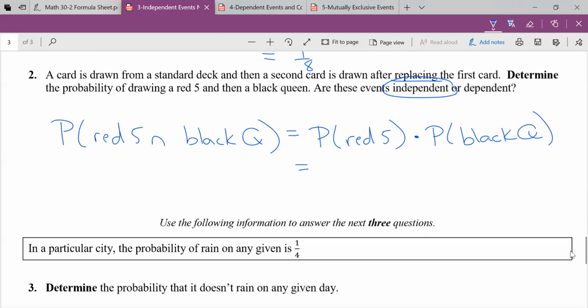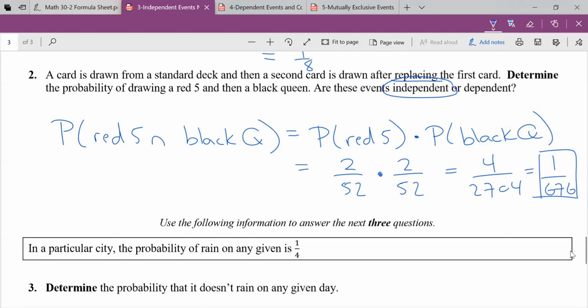A red 5, that's 2 out of 52, right? Hearts and diamonds. Probability of a black queen, 2/52 again. Okay, and then I'm simply going to multiply these together. What's 52 times 52 these days? 2704. And you should always, again, reduce your fractions, and that's 1/676.